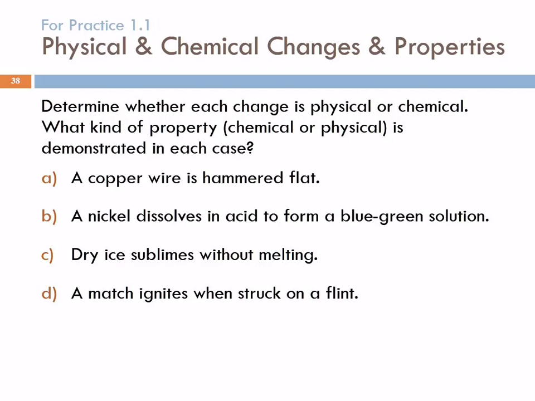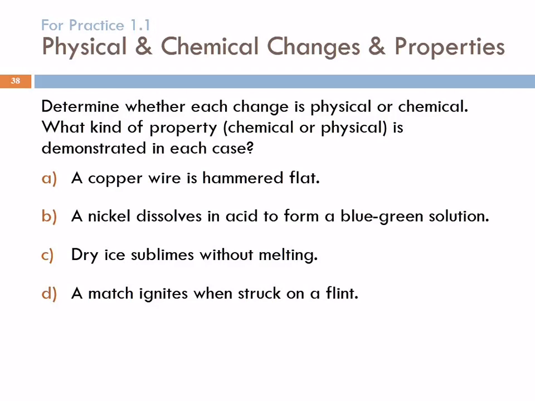So here's a practice question. Determine whether each change is physical or chemical and what kind of property is demonstrated. So we have a copper wire is hammered flat. Is that change physical or chemical? Physical. Because when we smash the copper with a hammer, does it change the copper atoms? No. It changes their relationship to each other. It changes the shape of the copper, but it doesn't change what the particles are. So, does anybody know what the name of that property is? Malleable. We say that copper is malleable, meaning it can be pounded flat.